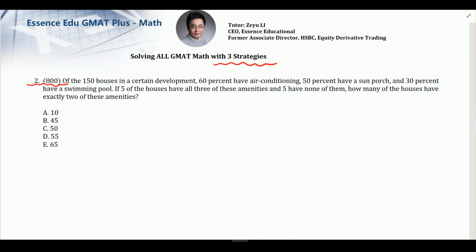Of the 150 houses in a certain development, 60% have air conditioning, 50% have a sun porch and 30% have a swimming pool. This is talking about a certain percentage having a certain property, like having air conditioning, a sun porch, a swimming pool. So these are always talking about certain objects that have certain properties.